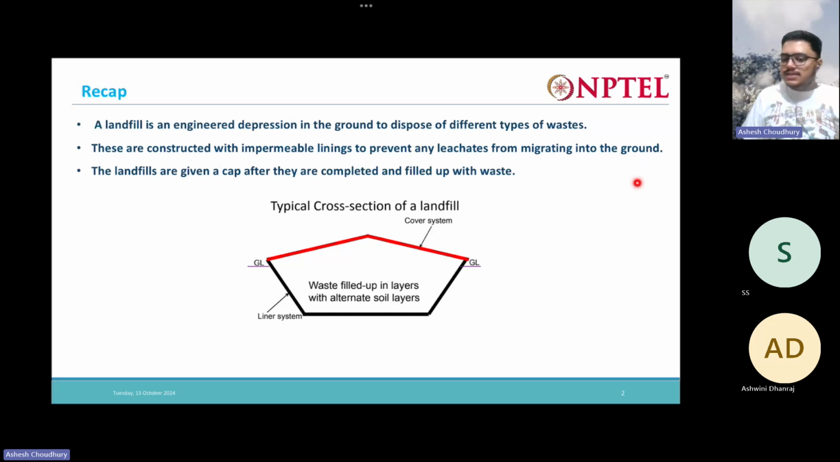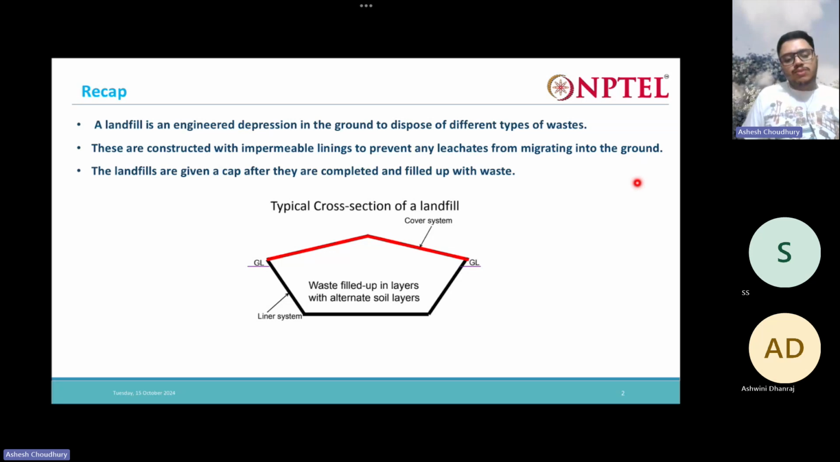So we have to use a lining system. We have to line the landfill with some material. The lining may be made up of various geosynthetic materials such as geosynthetic clay liners, geomembranes, and others. Let us see what is written. A landfill is an engineered depression in the ground to dispose of different types of waste. Engineered depression means it is cut and dug out in the ground to dispose of different types of waste. It is not that you just dig the soil out, make a hole and dump everything. That is a non-engineered kind of thing.